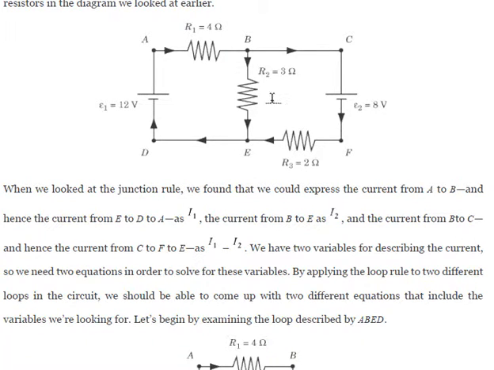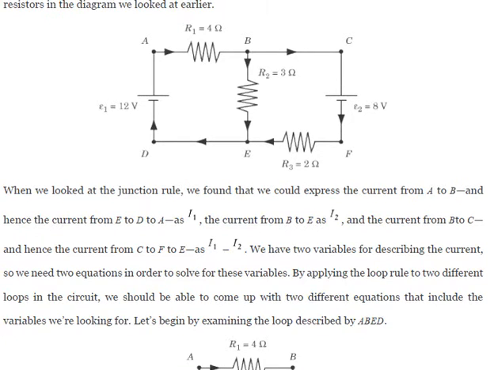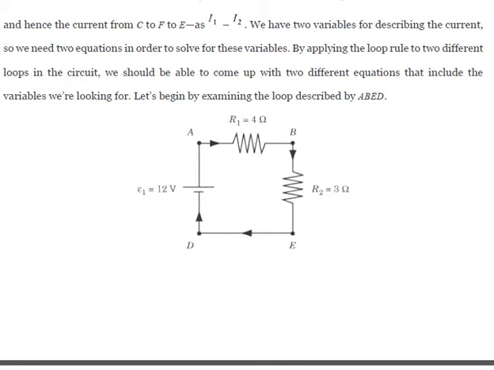So luckily we have these two different loops here. You can kind of see this square section here and a square section here. So we have two loops. We can actually get those two equations that we need to be able to solve for our two different current variables. Alright, so we're going to look at the first loop, the one on the left-hand side.